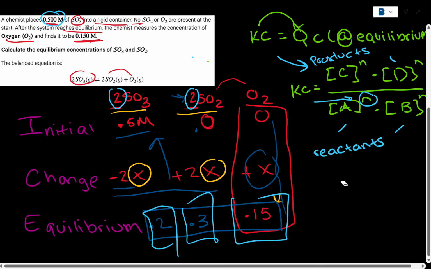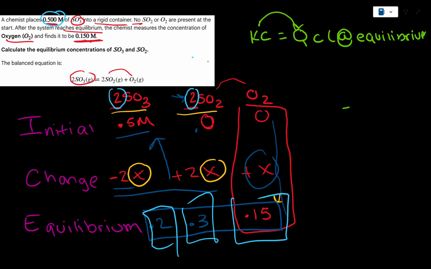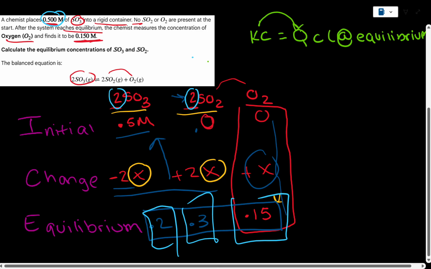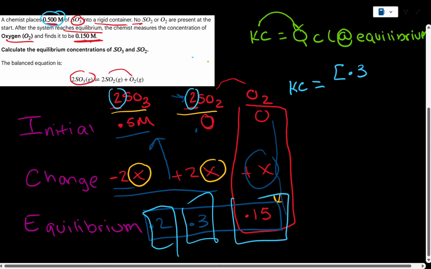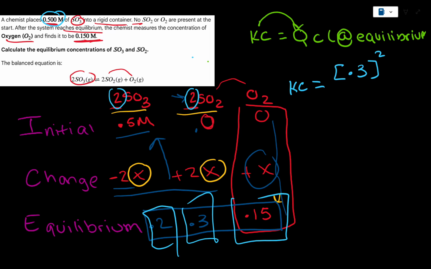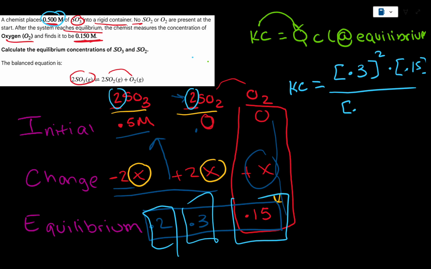So I'm going to erase all of this. Okay. So Kc is going to equal the concentration of products, which is going to be 0.3. That is a very ugly 3. It's going to be 0.3 squared, because its coefficient is 2, times the other product, which is O2, and it's going to be 0.15. And you don't have to square it or anything because it has no coefficient. Divided by the reactant, which is 0.2. Squared, because its coefficient is 2.